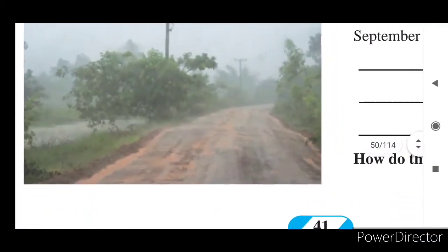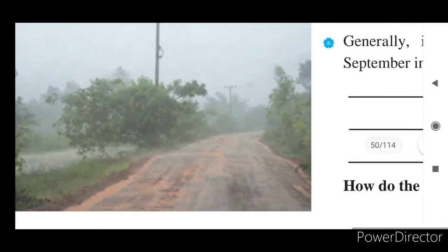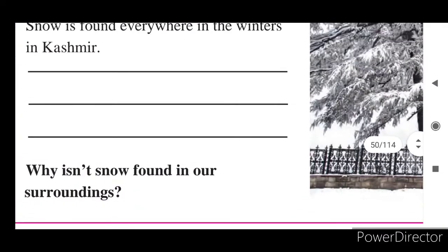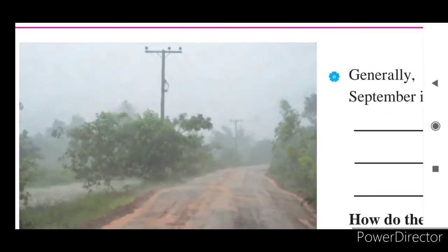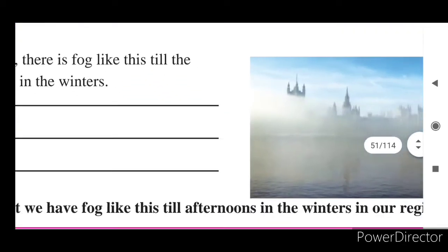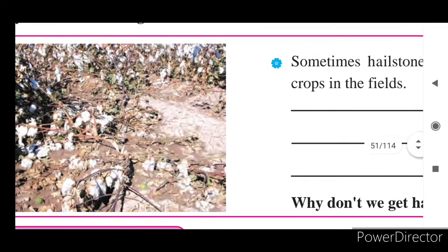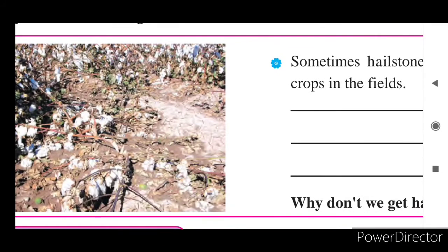And here, this is the dew, this is frost, and this is fog. So what is fog? Fog means very minor water droplets that we cannot see with our eyes, but we can experience. Especially in the winter season, early in the morning, we can see fog. Fog means the moisture is available in the air. So this is also the picture of the fog, and this is the picture of hailfall.